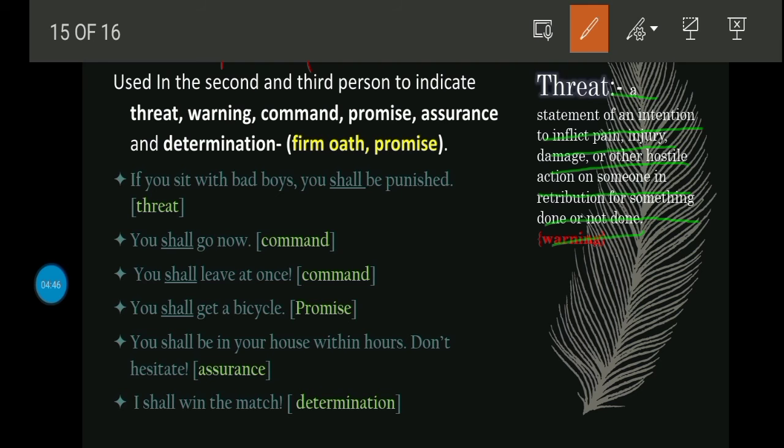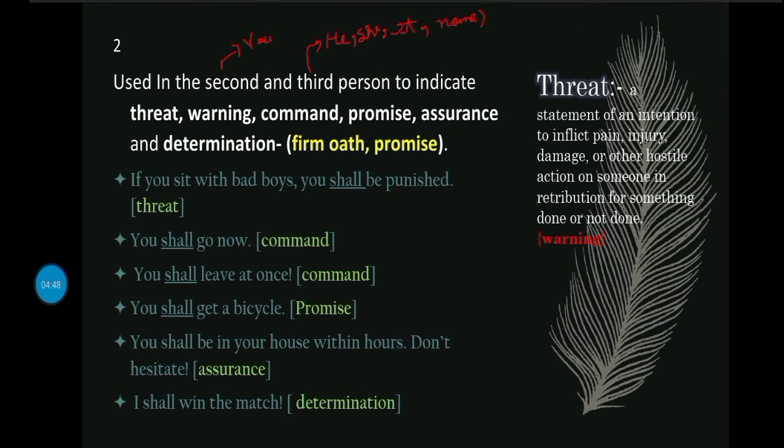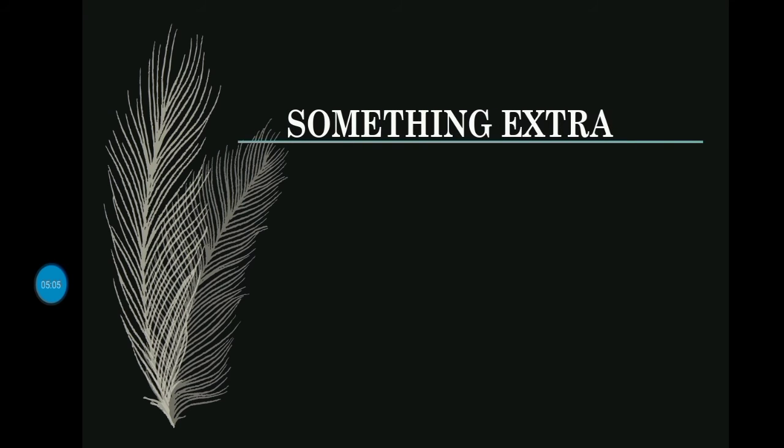So you have understood the difference in the meaning of shall, the difference between advice and suggestion, and you have also understood what is threat and determination. So let's see our something extra. In something extra we have imagine.